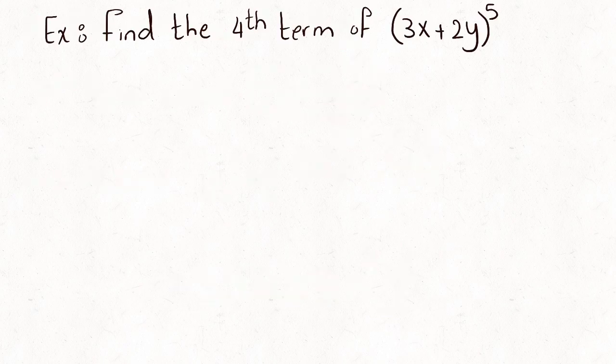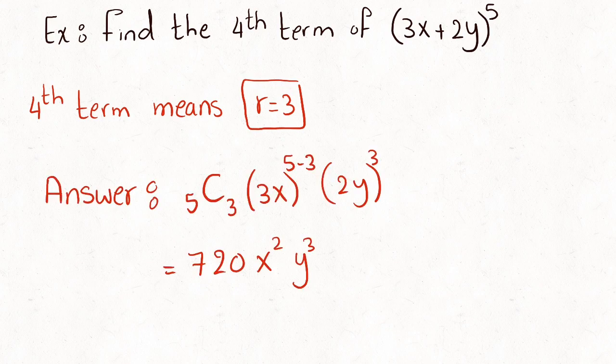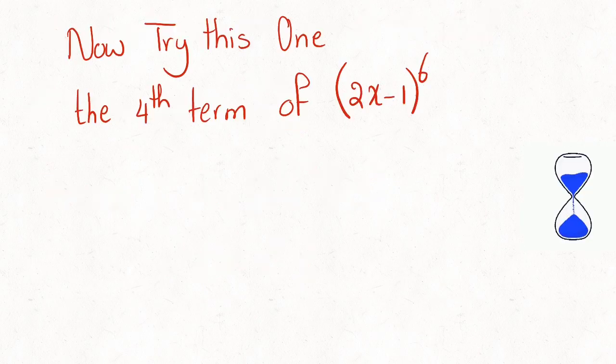Another example, find the fourth term of the following binomial. Now, fourth means r equals 4 minus 1, which is 3. Now, the power is 5, thus my requested term is 5C3, 3x the first term to the power 5 minus 3, the second term to the power 3. At the end, solve this question and check the answer.